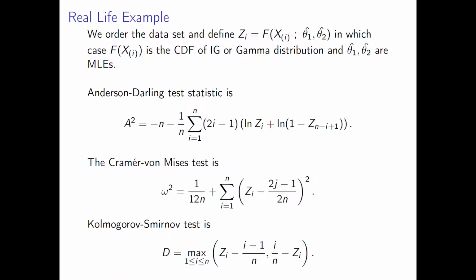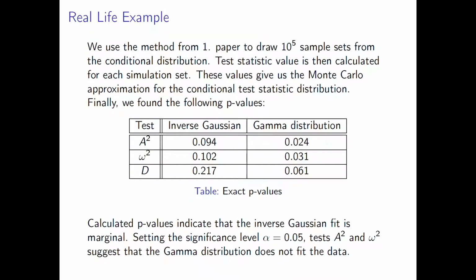The next step is to specify the test statistics. For this particular real-life example, we have chosen some standard tests like the Anderson-Darling test, the Cramer-von Mises test, and the Kolmogorov-Smirnov test. We use the method from the first paper to draw 10 to the power of 5 sample sets from the conditional distributions for both inverse Gaussian and gamma distribution cases. This gives us the test statistic distribution for both cases.